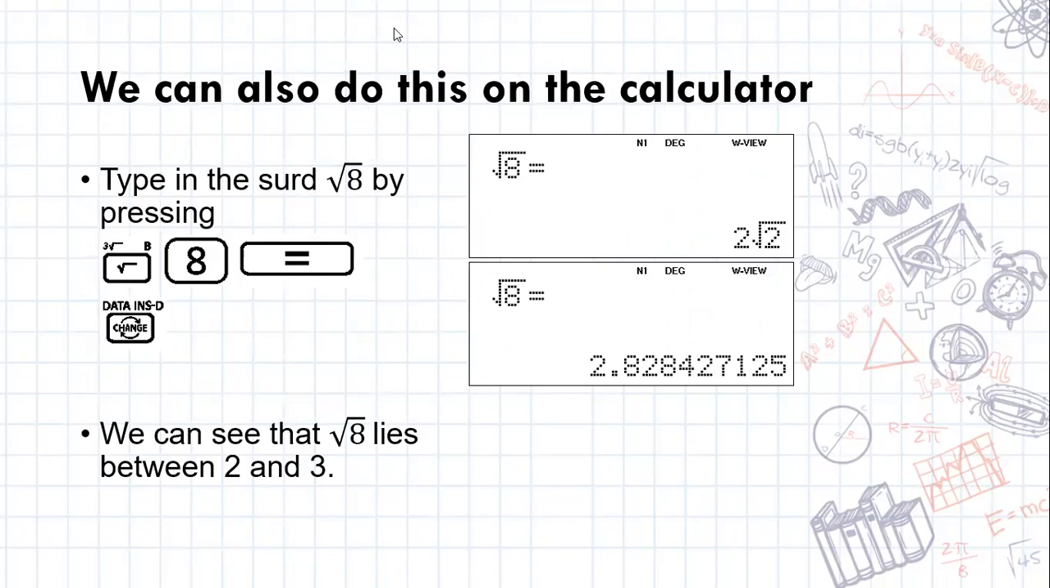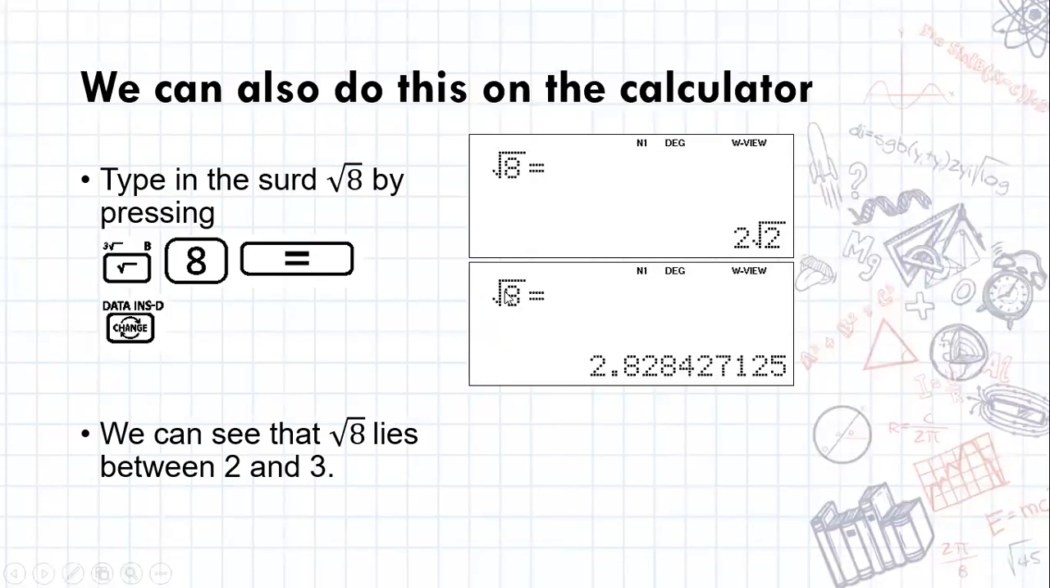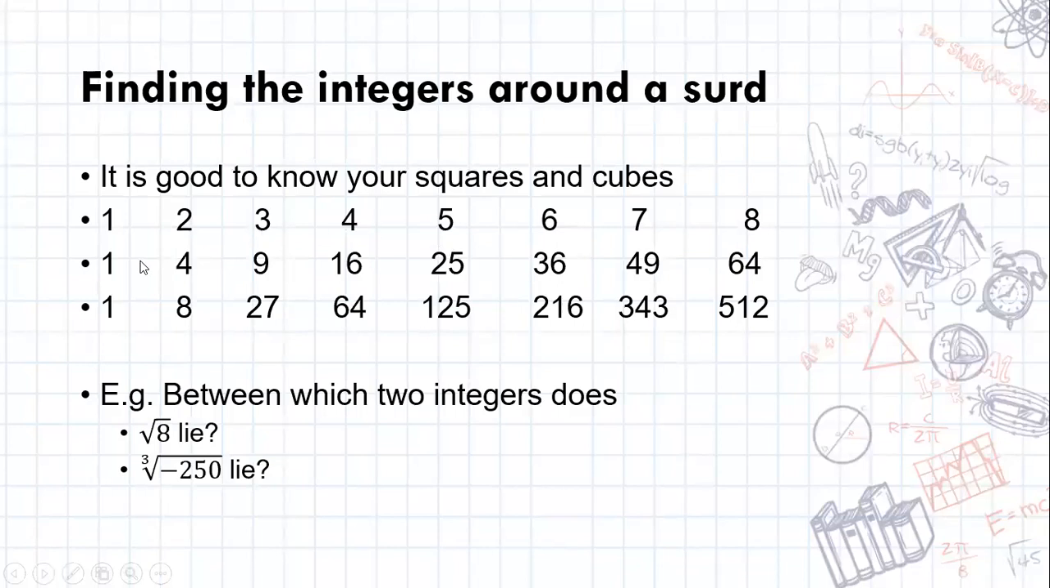Now, on your calculator, if you press the square root of 8, you will see that it gives me a surd solution. If I press change, it gives me 2.82. So I can see that my square root of 8 lies between 2 and 3. Now, if I went back to my original list and I look at the squares, I can see that 8 lies between 4 and 9, which is between 2 and 3.